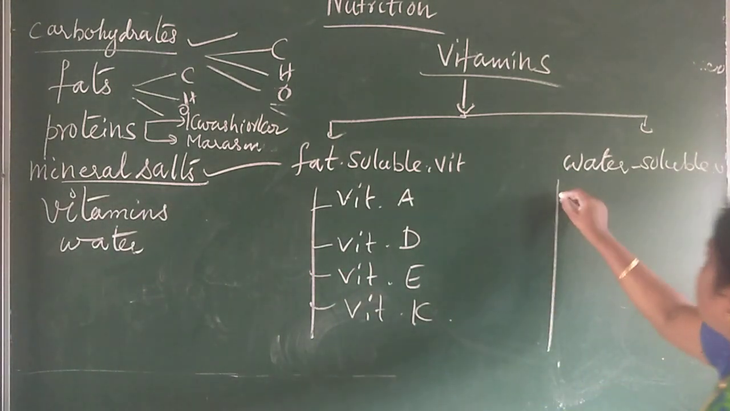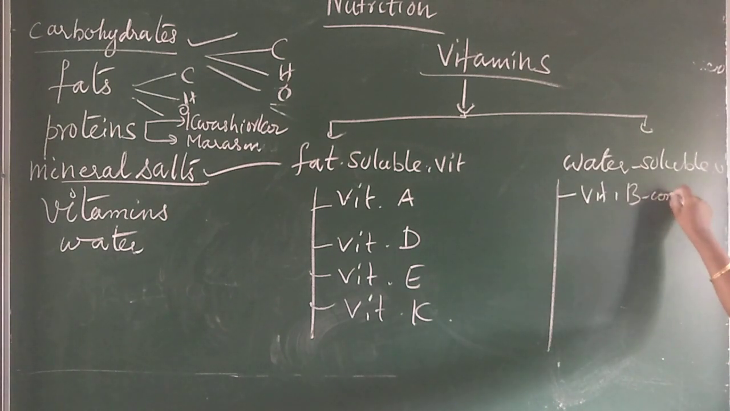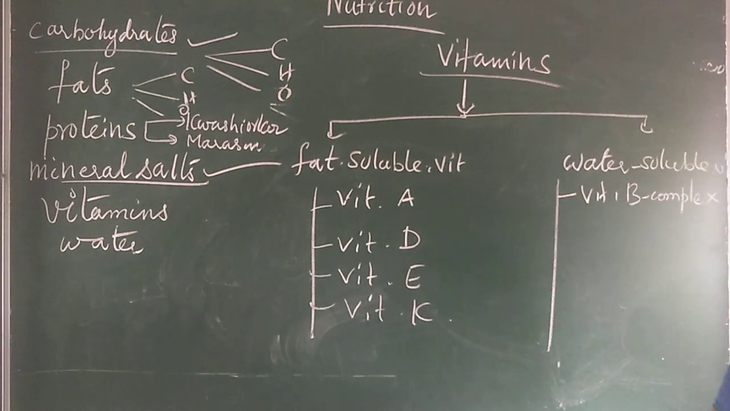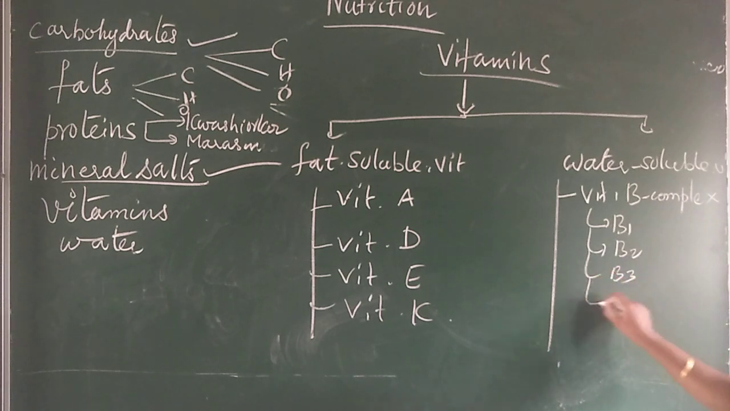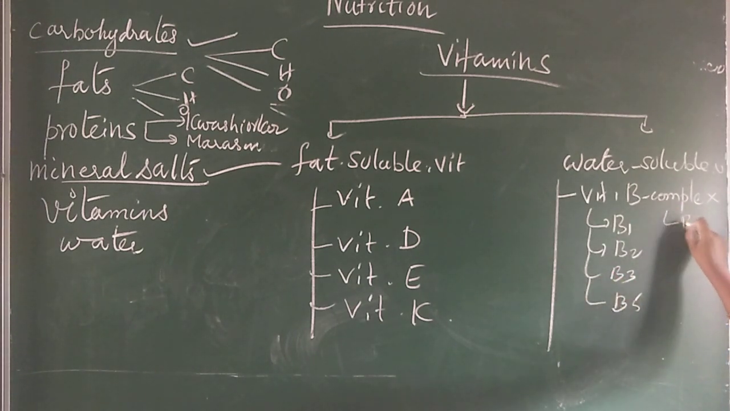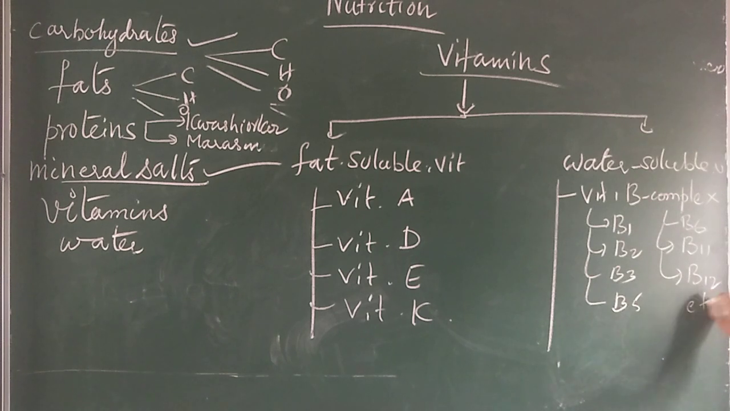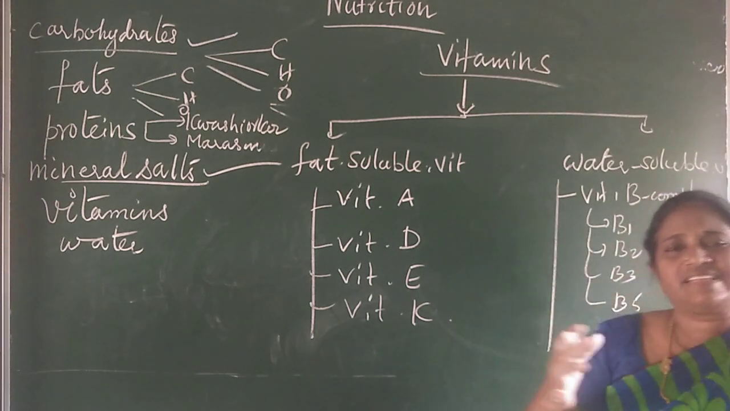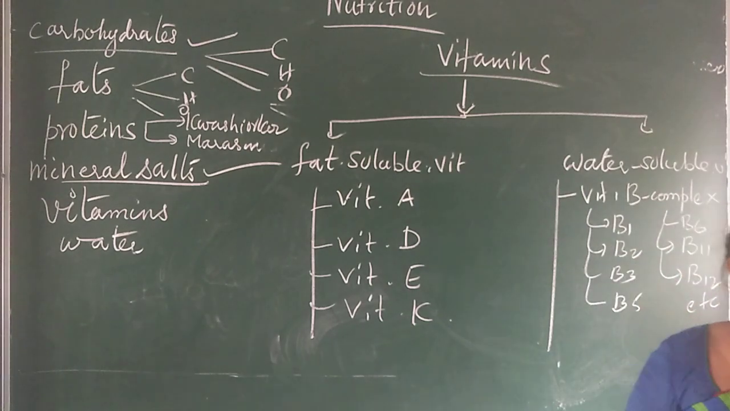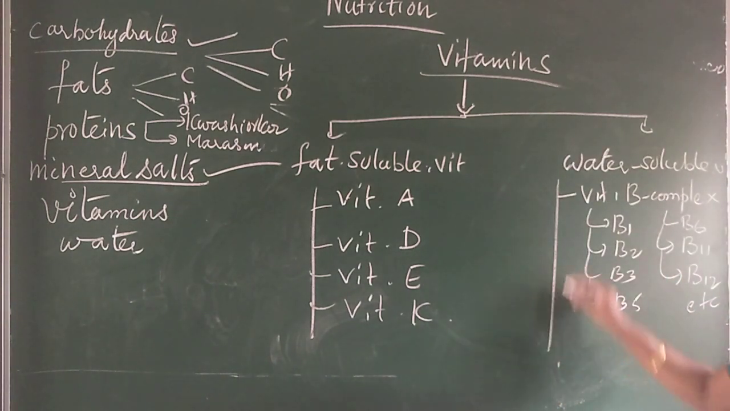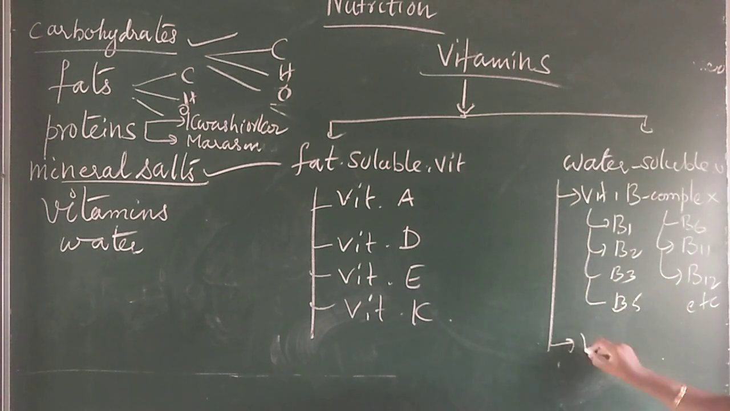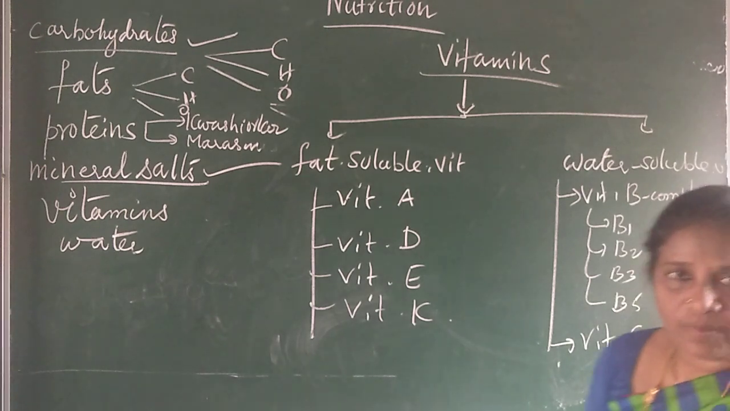Now what are the water soluble vitamins? Vitamin B complex is a complex of several vitamins. Therefore it is called B complex. It contains B1, B2, B3, B5, B6, B11, B12, etc. So this vitamin contains several other subtypes of vitamins. Therefore it is called vitamin B complex. Now this is the first water soluble vitamin. Then next you have vitamin C, ascorbic acid.